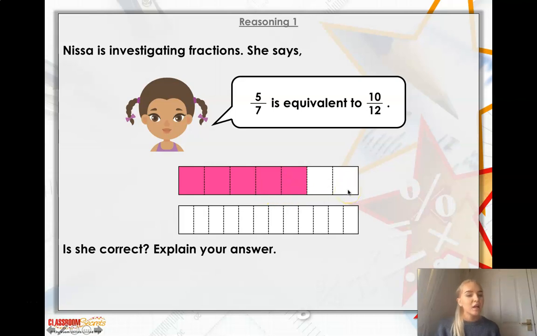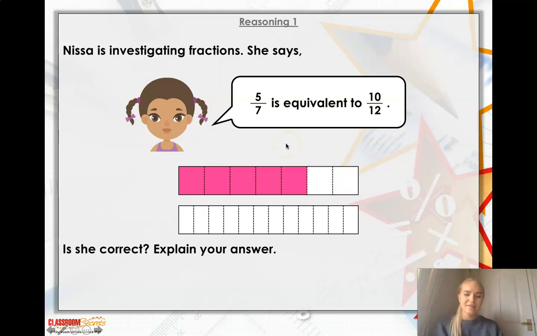So her first bar model is a bar split into how many sections? 7. And she's coloured in 5 of them in pink, and that correctly shows 5/7. Now my second bar, how many pieces is this split into? 12, fantastic. Now, if I count 10 of them, then that should mean I should land here. 5/7. Let's have a go. 1, 2, 3, 4, 5, 6, 7, 8, 9, 10.